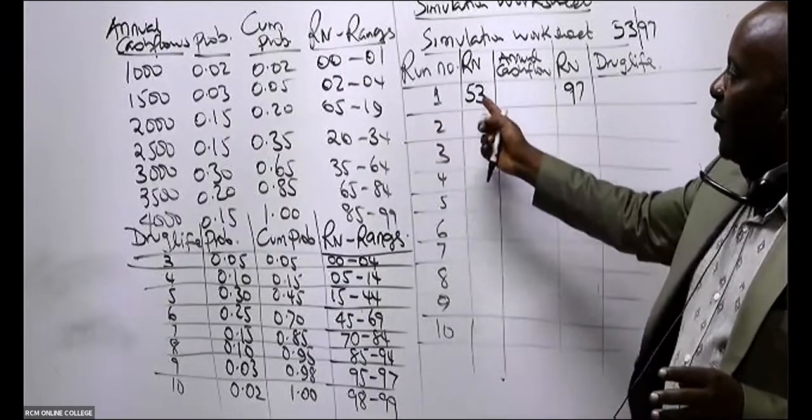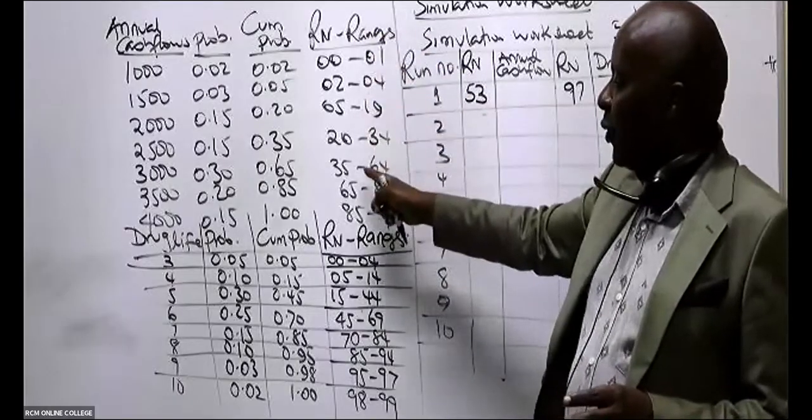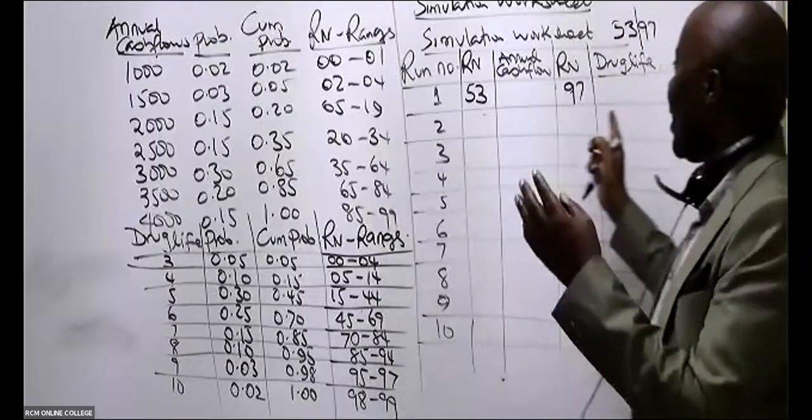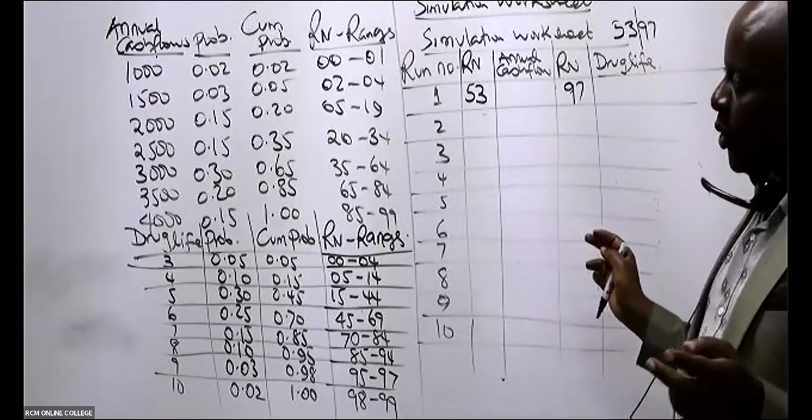I can see where 53 is in the annual cash flow, and I'll be able to pick a cash flow. But 5397 cannot fit, so I have to divide this into 2.